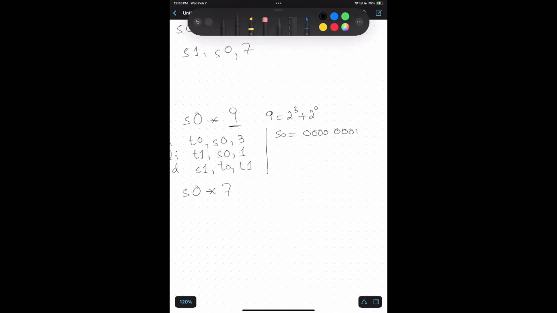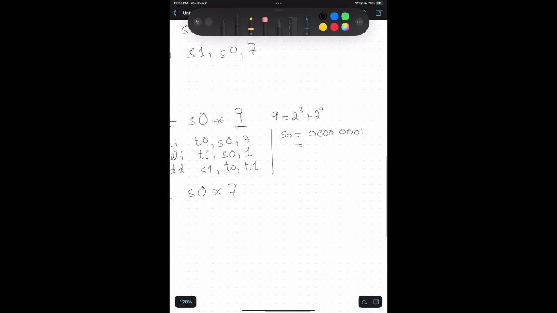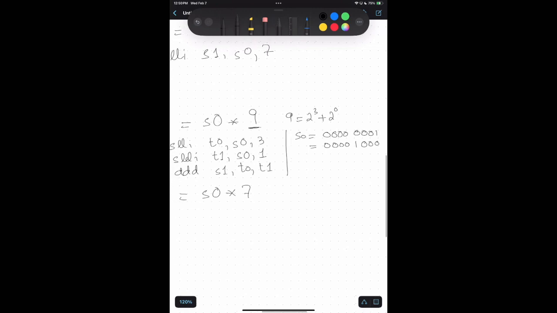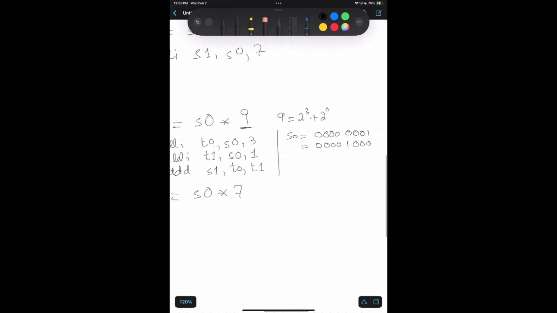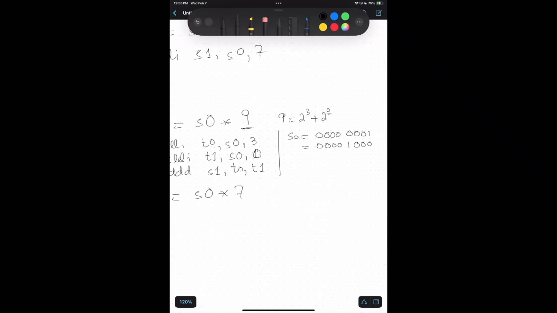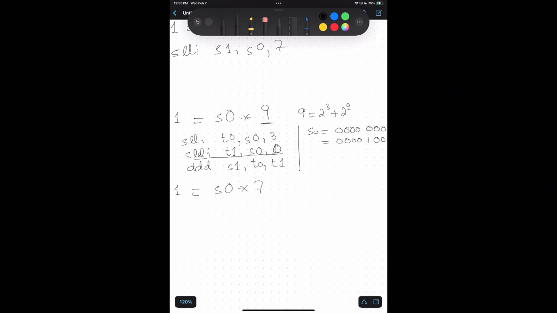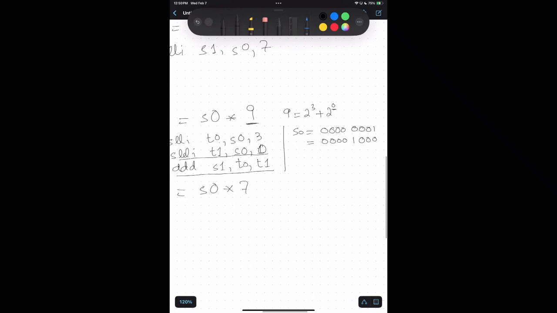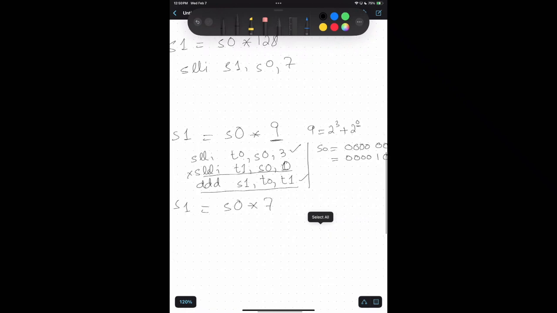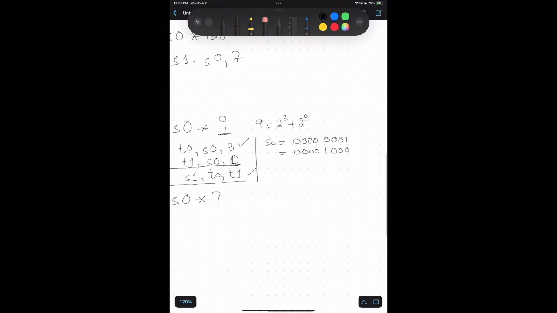So what we are doing is first shifting this value by 3, which makes this value. And then next we are shifting by 0, which means we are not actually shifting. Either we execute this instruction, or we simply omit it. If you execute it, you're not shifting anything, the value will remain the same. And then finally you're adding the original value, which will make the result 9 in S1.